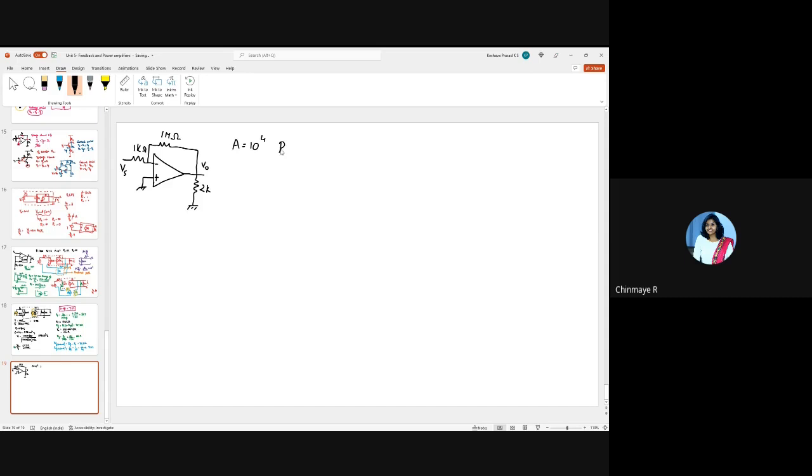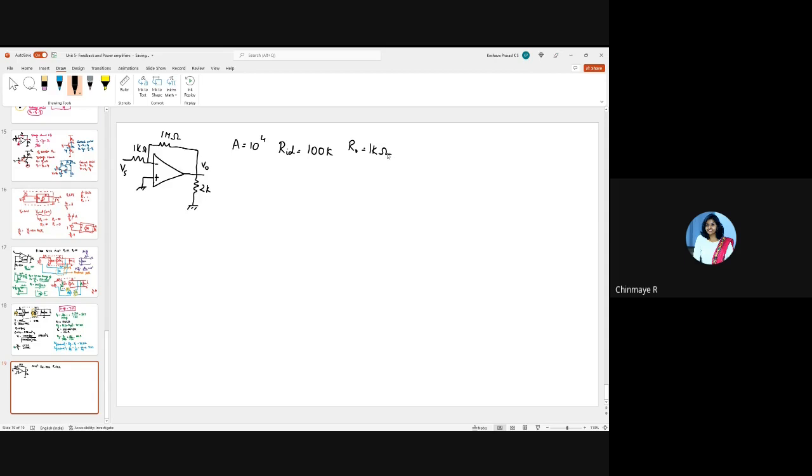Okay, RID. We take the same numbers, 100K. R naught is equal to 1 kilo. Okay. Now let's draw the block diagram.